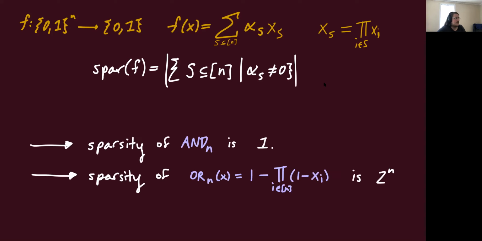So two quick examples. The sparsity of AND is just 1 because AND is a monomial, on n bits, or on any number of bits. Whereas the sparsity of OR on n bits is exponential, which you can just see by writing out OR in this way and then expanding the product out.